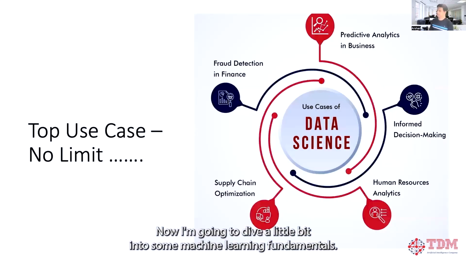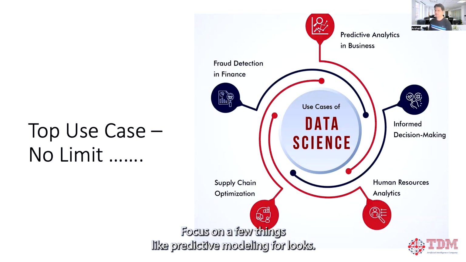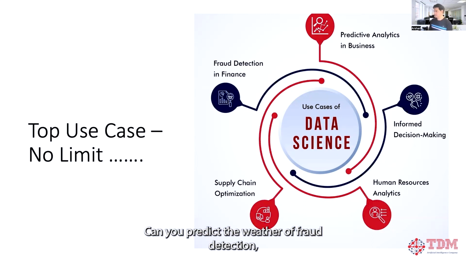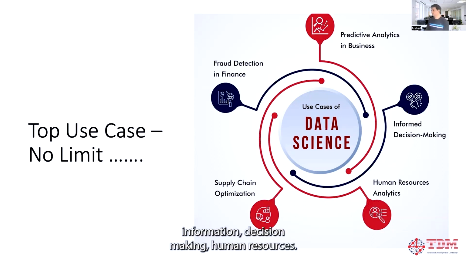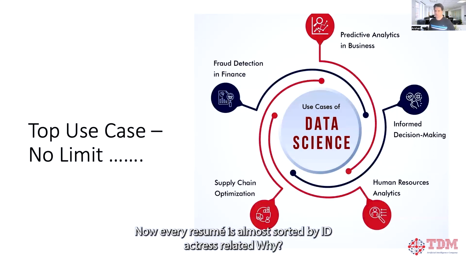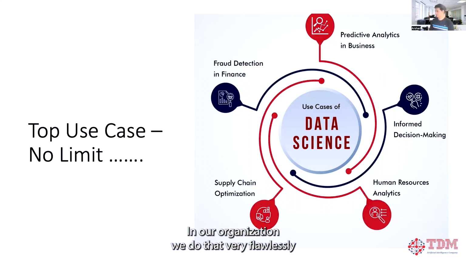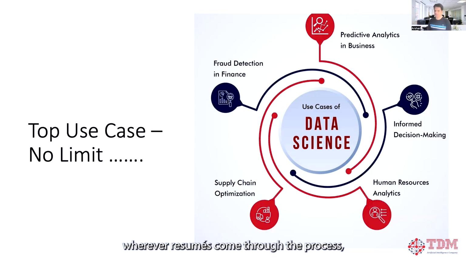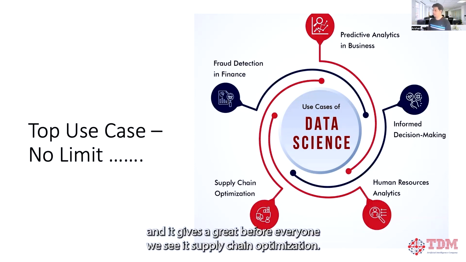Now I'm going to dive a little bit into some machine learning fundamentals. Typical machine learning examples focus on a few things like predictive modeling for, let's say, sales. Can you predict the sales? Can you predict the weather? Fraud detection, information decision-making, human resources. Now every resume is almost sorted by AI, at least rated by AI. In our organization, we do that very flawlessly, where every resume is scanned through the AI process and it gives a weight before we even see it.